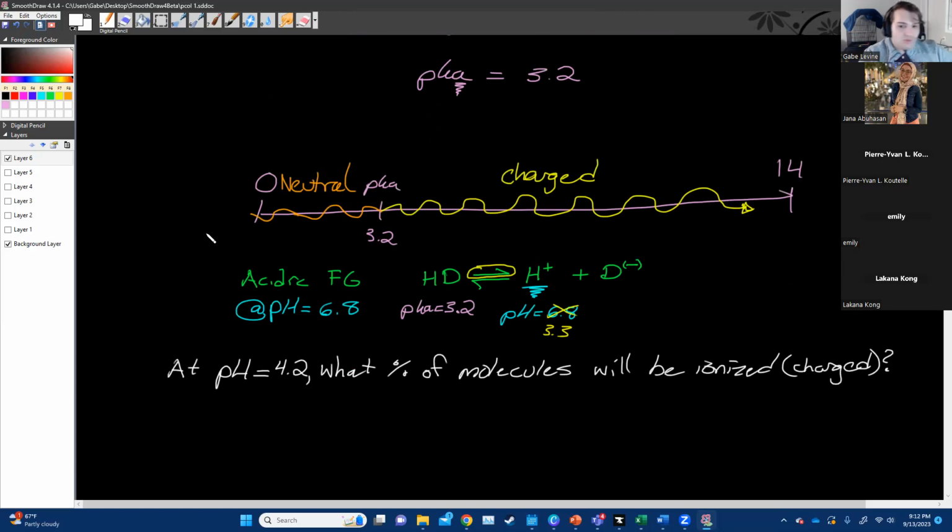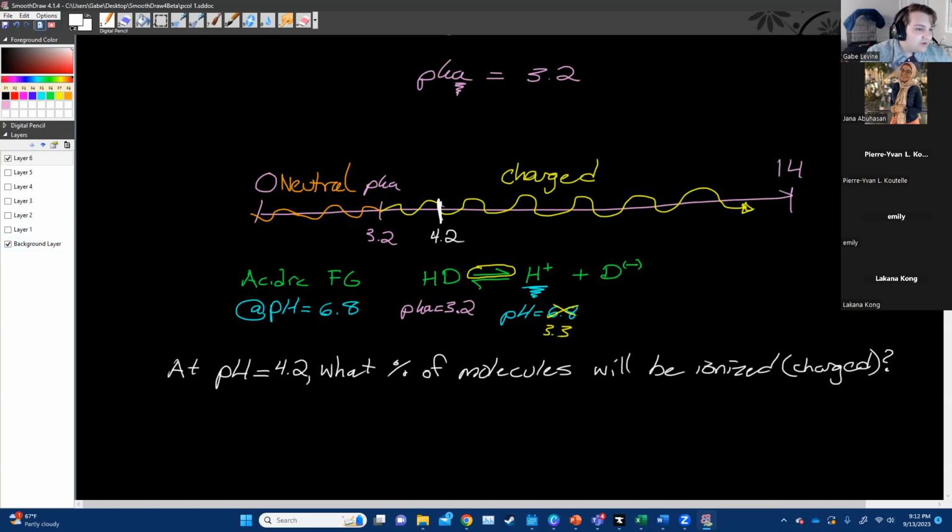Well, we drew our little diagram here, and we can say that 4.2 is right here, which means that it falls into the charged region. So just conceptually, before we even get into any of the math, do we expect there to be more charged molecules or less charged molecules? More, right? Because we're moving further into the charged region.